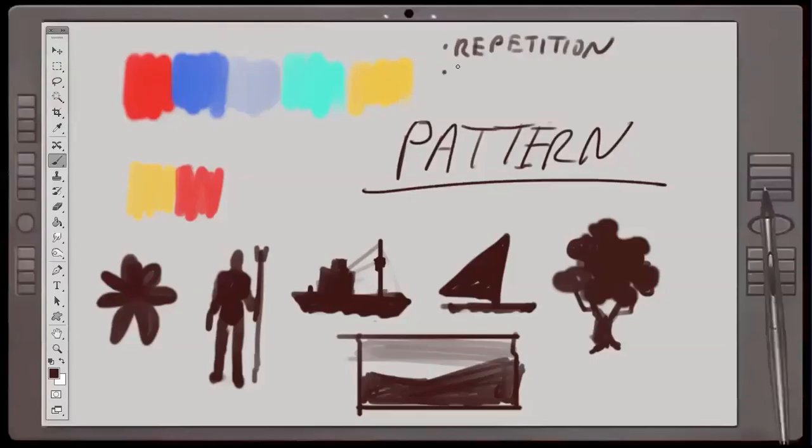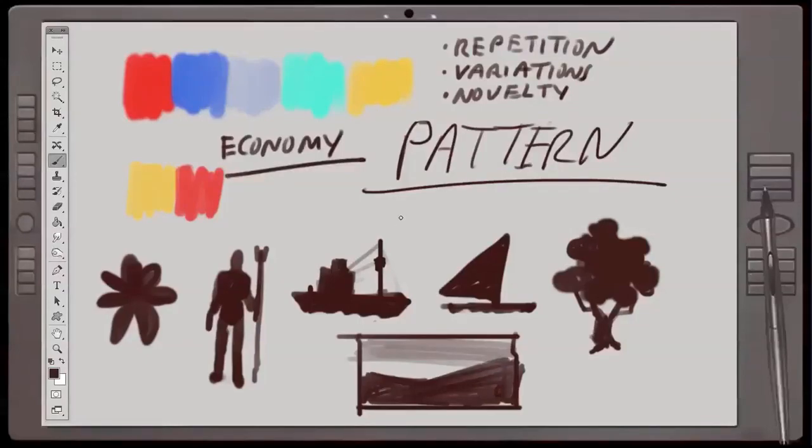Another way is to combine them to form variations. And the third is novelty, where you introduce something totally different, something that contrasts strongly with all of the other elements. I think I'm also going to add economy to this list, since much of what I'm talking about has to do with economy. In addition, you need to think in terms of objects.